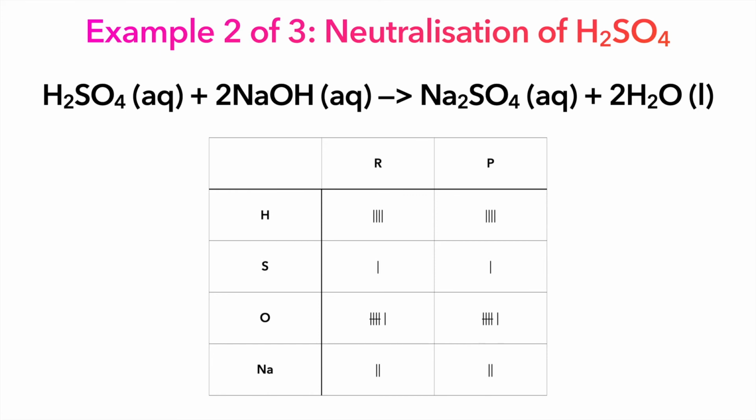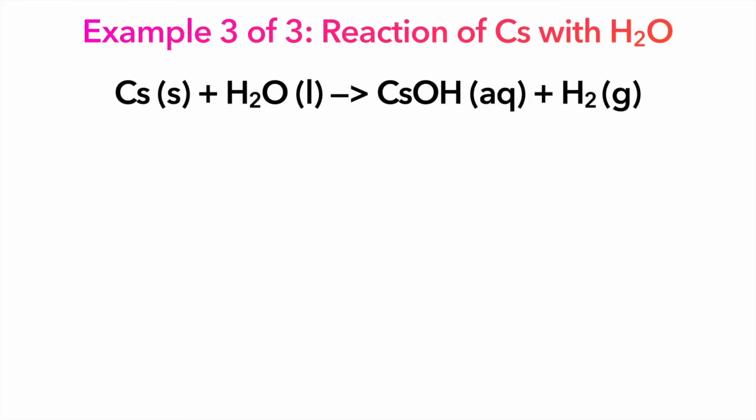Let's go through one last example before we wrap up this video and take a look at the fairly violent reaction of cesium with water, which produces cesium hydroxide and hydrogen gas. Again, I'll give you a second to pause here if you'd like to run through this example yourself before I talk through an explanation of it.